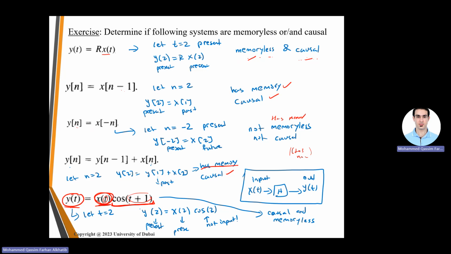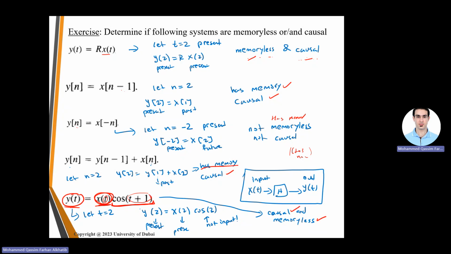Let's substitute t equals 10. So y of 10 equals x of 10 times cosine 11. Cosine 11 is a constant. So I'm not anticipating a value in the future. No, I know it's a constant. So in this case, the system is causal. But does it rely on past values? No. So it is memoryless. So in this case, it is causal and memoryless.